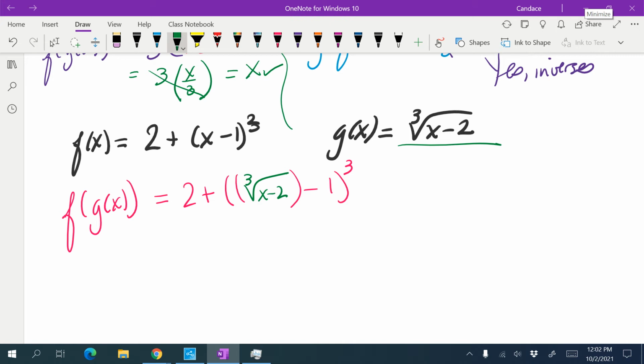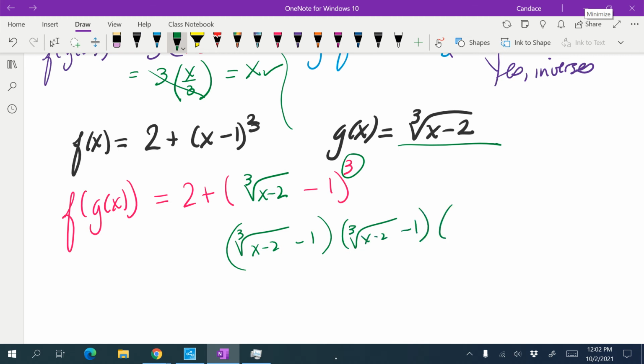There really isn't any way, even if I dropped these parentheses, there's no way to combine anything together. This part here means, hey, write that 3 times. So if I were to multiply this out 3 times by itself, no matter what I do with that, it's not going to cancel to x. So this one would be that they're not inverses. No, not inverses.